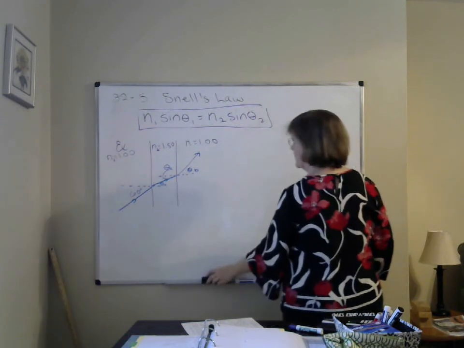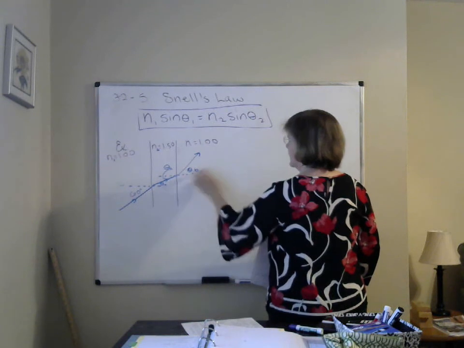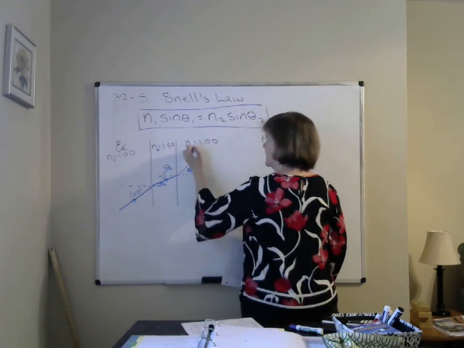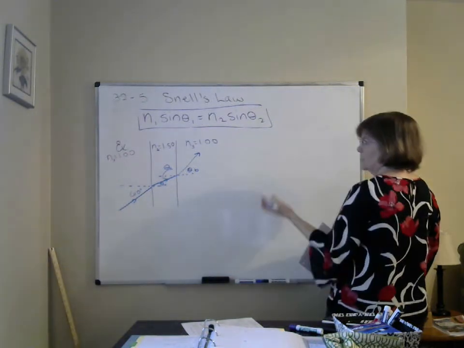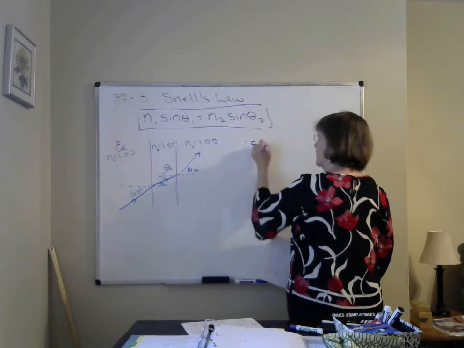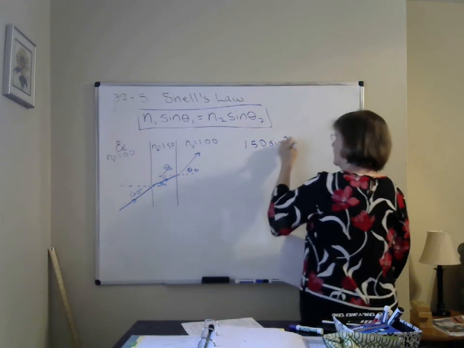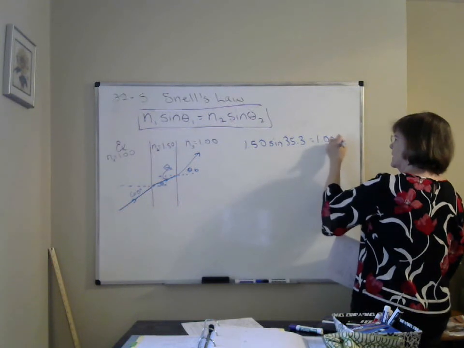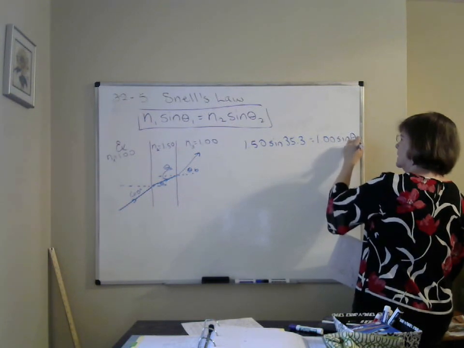So let's just go from A to B. If you want, you could even think of this as 3 sine theta 2. So 1.50 sine 35.3 equals 1 sine theta B.